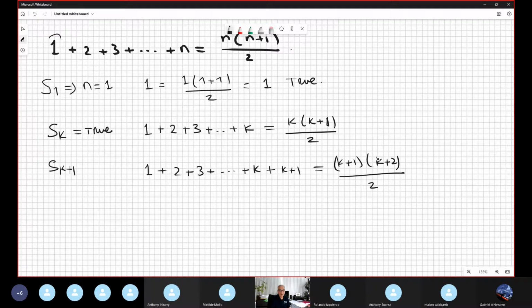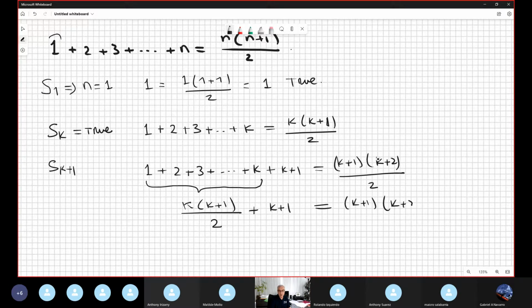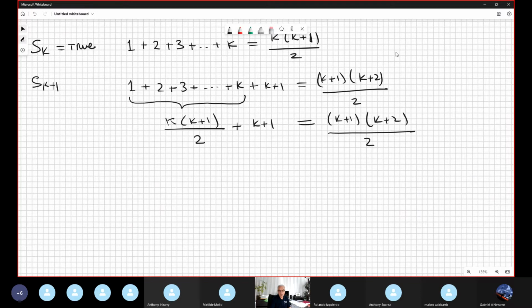However, I suppose that this part, k times k plus 1 divided by 2, plus k plus 1, should be equal to k plus 1 times k plus 2 over 2. And the rest is algebra. See, this equation is an identity. We finish. Okay, the least common denominator is 2, because we have k times k plus 1 plus 2 times k plus 1.